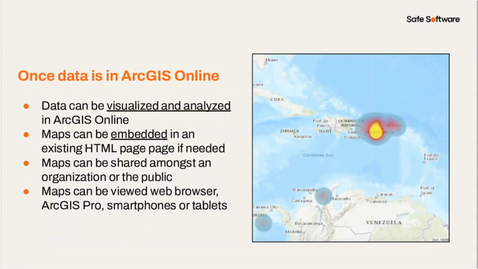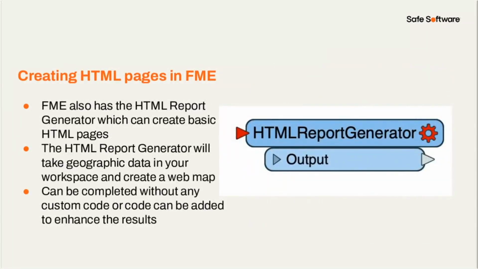Once data is in ArcGIS Online, you can visualize and analyze it, and you can share it with the public. If you have an existing HTML page, you can easily embed a map that was created in ArcGIS Online. These maps can be viewed through a web browser or a mobile device. You can also create simple web maps in FME using no code. FME can take geographic information from any format and push it to an HTML page. If needed, you can add custom code to enhance your results.